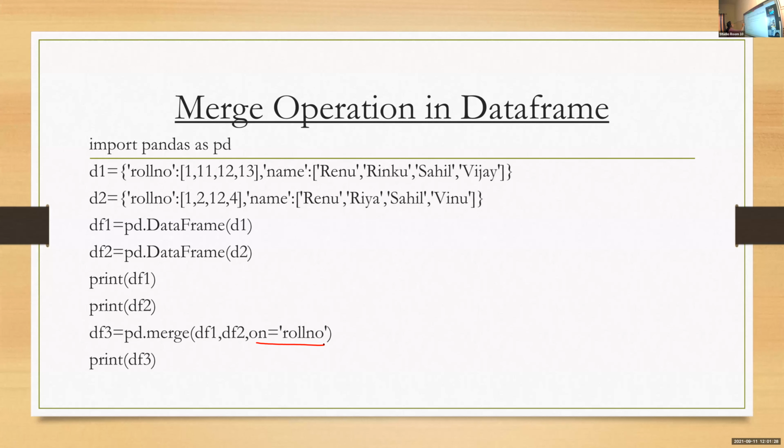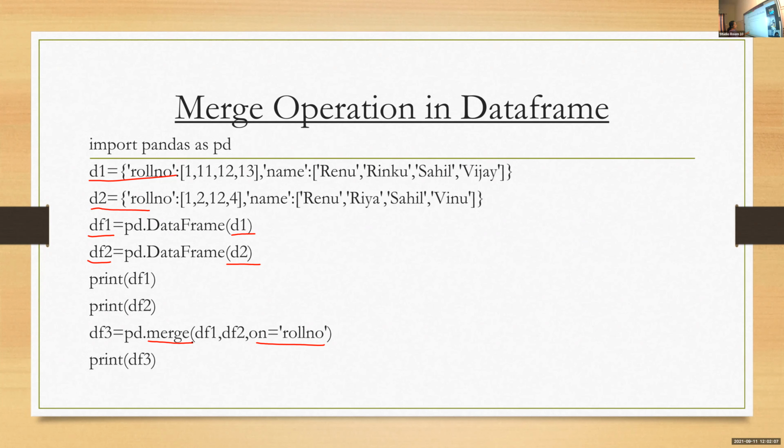So D1 is the first dictionary, D2 is the second dictionary. After D1 and D2, I'm creating the first data frame using D1, then the second data frame using D2. After that, I will just print DF1 and DF2. Then the next statement is merge DF1 and DF2. For merging, the keyword used is merge. So pd.merge, within brackets, the first parameters are the two data frames, DF1 comma DF2 comma on is equal to roll number.